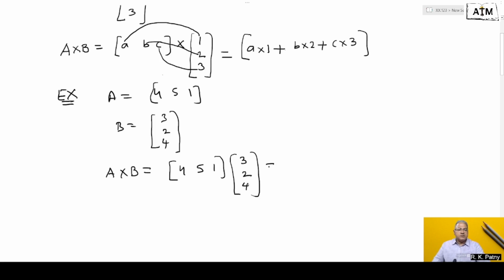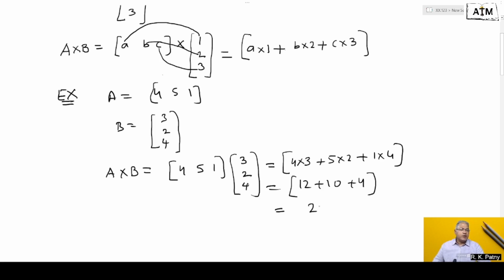Now this is equals to 4 into 3 plus 5 into 2 plus 1 into 4, that is equals to 12 plus 10 plus 4 equals to 26. So the product of A into B is a matrix 26. It is a single element.